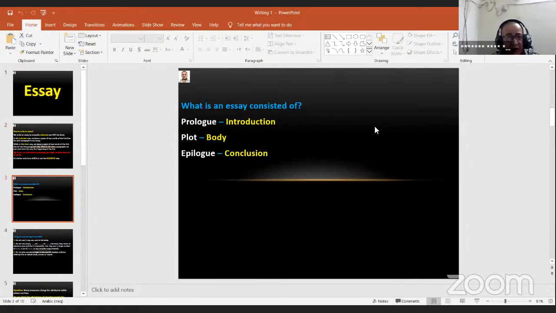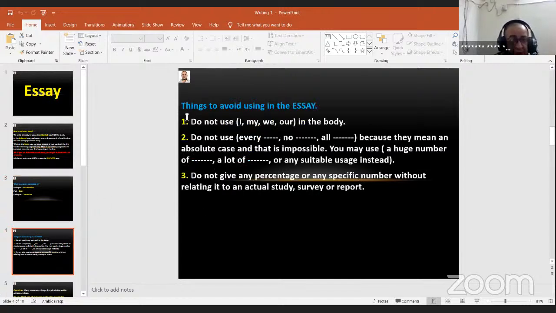Okay, what is an essay consisted of? It's consisted of a prologue, which we call the introduction, a plot, which we also call the body, and an epilogue, the conclusion.